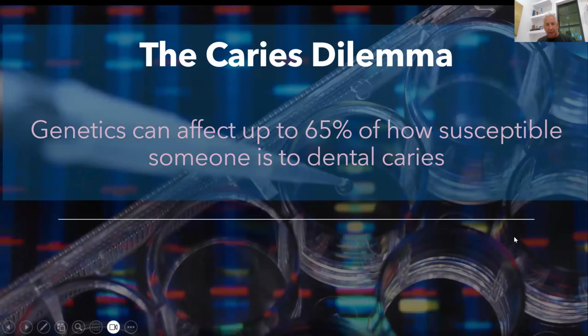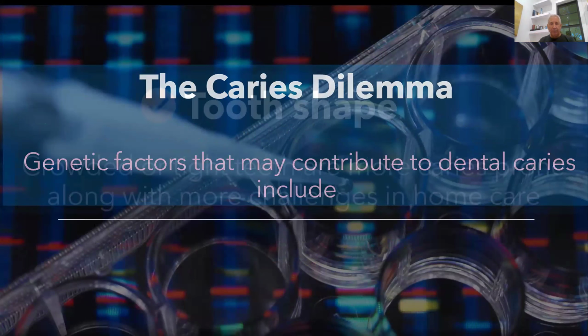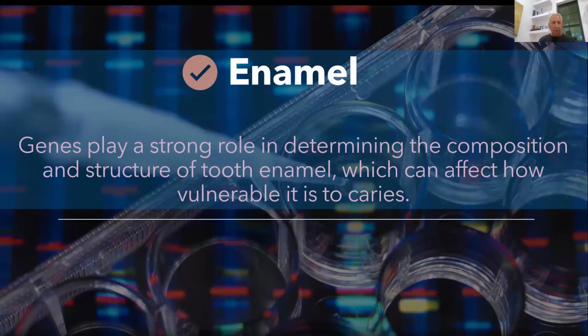So when we're talking the caries dilemma, the studies now over these 100 years say that genetics can actually affect up to 65% of how susceptible someone is to dental caries. And these genetic factors that can contribute to dental caries include tooth shape. So if you have crowded or really tight teeth in a dentition, they're more caries prone. You know that. That's genetic. And there are more challenges to home care. Enamel. Genes play a role in determining the composition and the structure of tooth enamel. And this will again show vulnerability to caries.